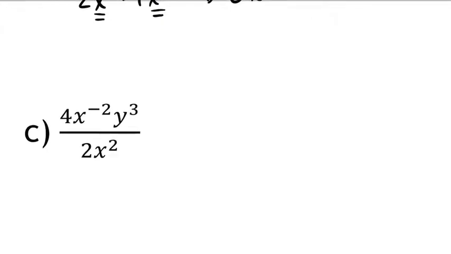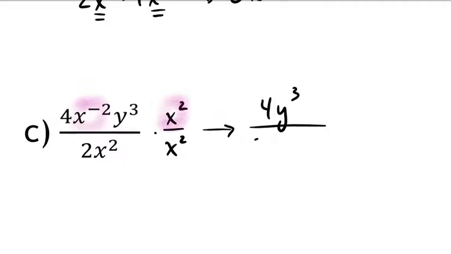I'm going to clear the negative exponent by multiplying the numerator and denominator by x squared. Oops, x squared. So when I do that, this x to the negative second times x to the second becomes x to the 0 power, which is just simply the number 1. So right now, after that step, this is going to become 4y to the 3rd power divided by 2x to the 4th power.